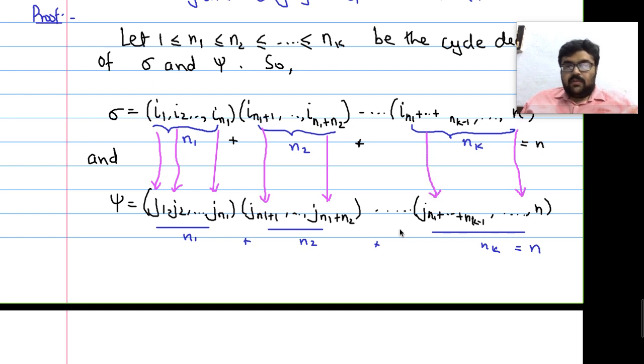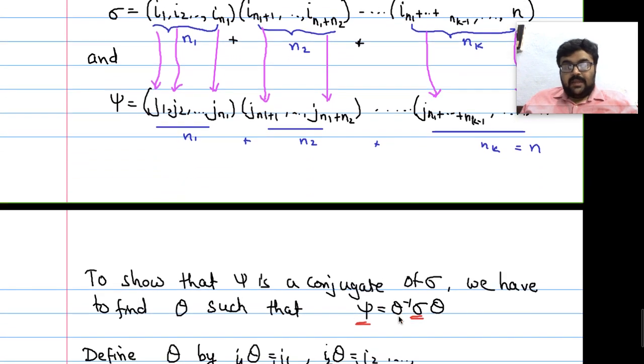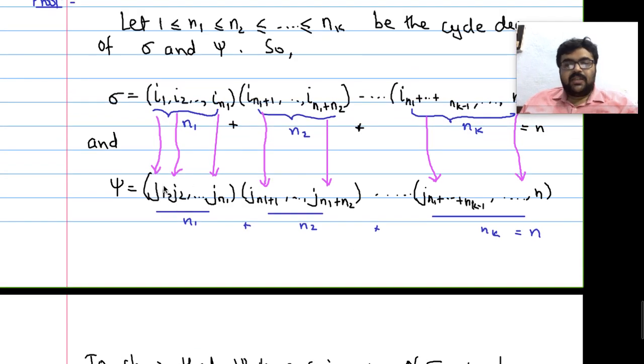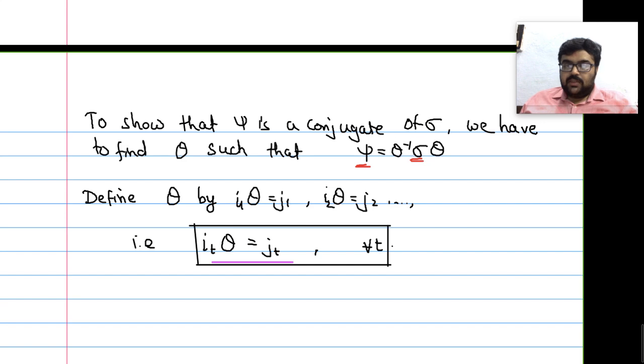Right, so then what is our claim? The claim is that psi is a conjugate of sigma. That means psi equals theta inverse sigma theta. Psi we know, psi is clearly defined like this: j1 goes to j2, j2 goes to j3, and so on. So we have to just check this one only. What is theta inverse sigma theta?